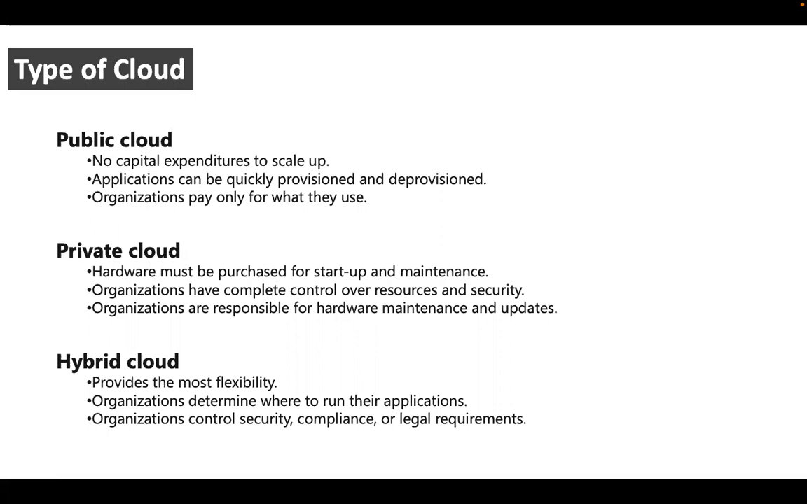Then what is hybrid cloud? It provides the most flexibility. It's a combination of private and public. The organization determines where to run their applications. Organizations control security, compliance, or legal requirements. So when we talk about the hybrid cloud, the organization must decide which applications, products or software it wants to keep in the public cloud, and which things are most critical or sensitive and should go in the private cloud. The organization has to decide that.